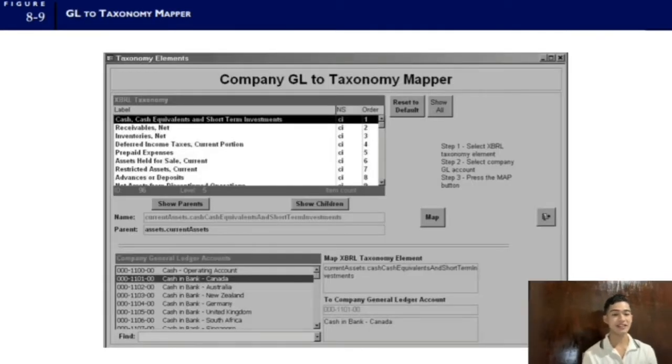Next, company general ledger to taxonomy mapper. Figure 8-9. The mapping process is accomplished using a simple tool such as a taxonomy mapper. Pinapakita dito sa illustration kung paano yung XBRL tag labeled cash and cash equivalents and short-term investments is mapped to the database account labeled cash in bank, Canada.